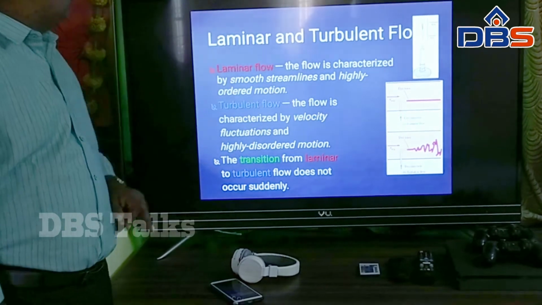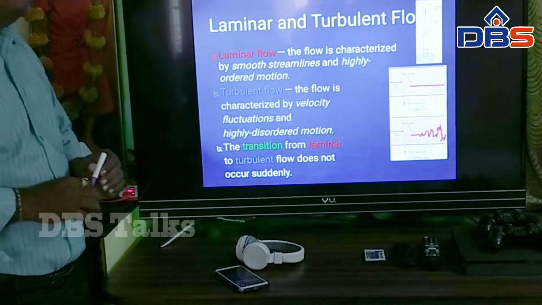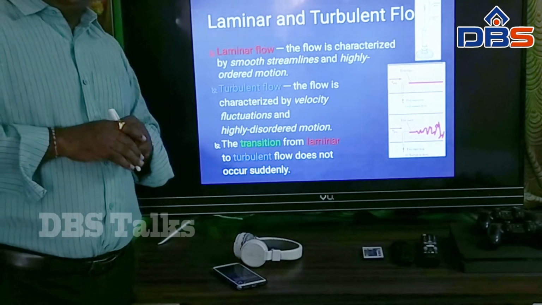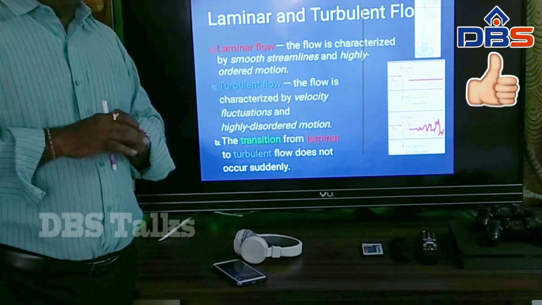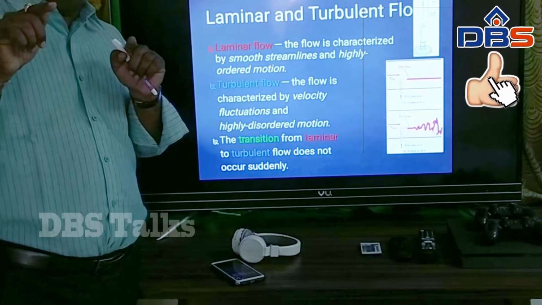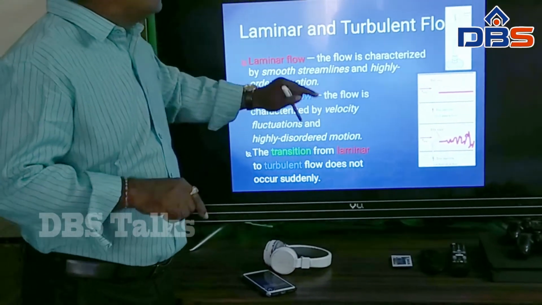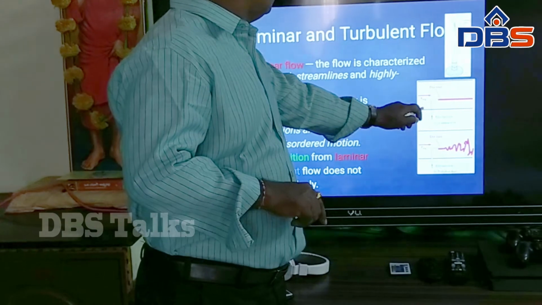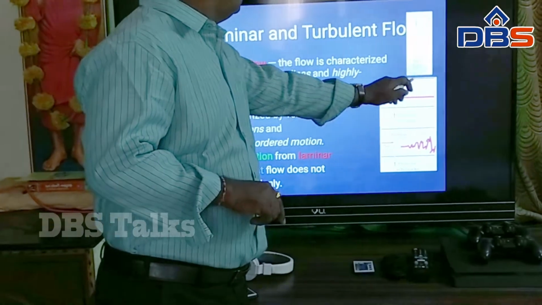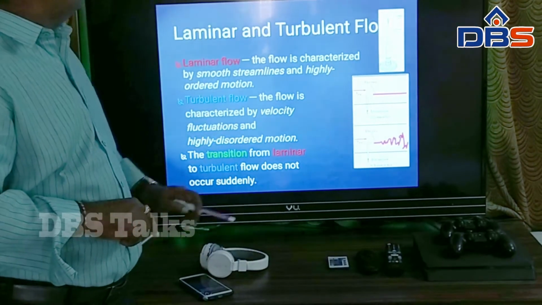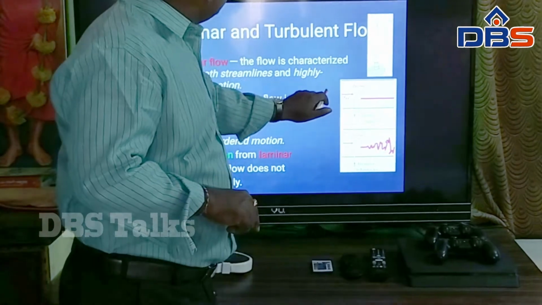So we discussed laminar flow. Turbulent flow means if the flow is not smooth, if the flow is not streamlined, if the flow is in a zigzag manner, it is called a turbulent flow. Okay. So if you observe in this example, there is a pipe. So fluid is flowing in a pipe.